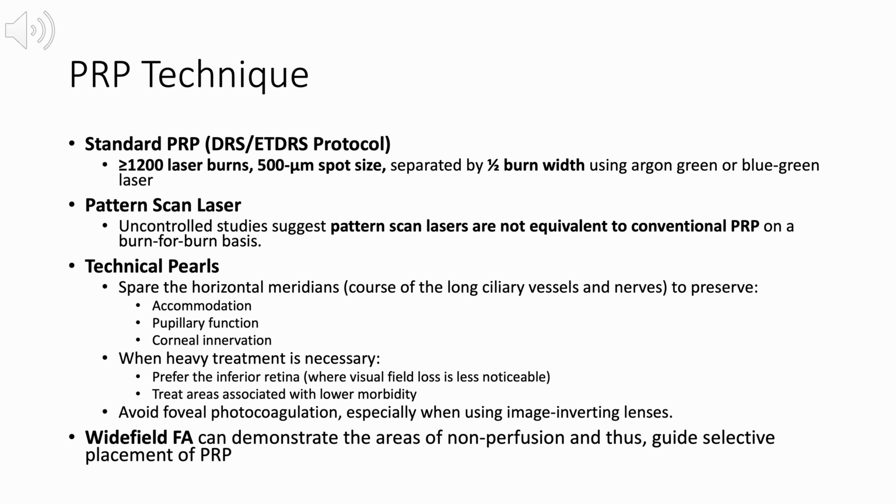More broadly, treat areas associated with lower morbidity. Avoid foveal photocoagulation at all costs, and be particularly careful when using image-inverting lenses, where disorientation about the location of the fovea can lead to catastrophic error. Finally, wide-field fluorescein angiography can demonstrate the areas of non-perfusion, and thus guide selective placement of PRP, an approach that targets treatment where the ischemia actually is, rather than treating uniformly.